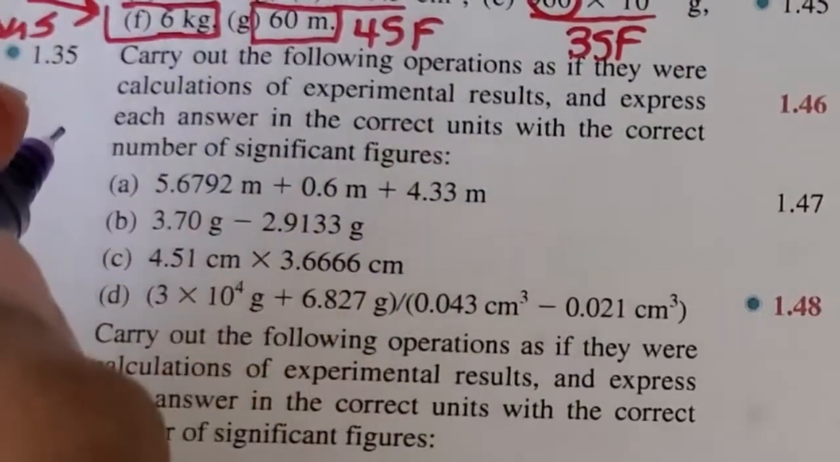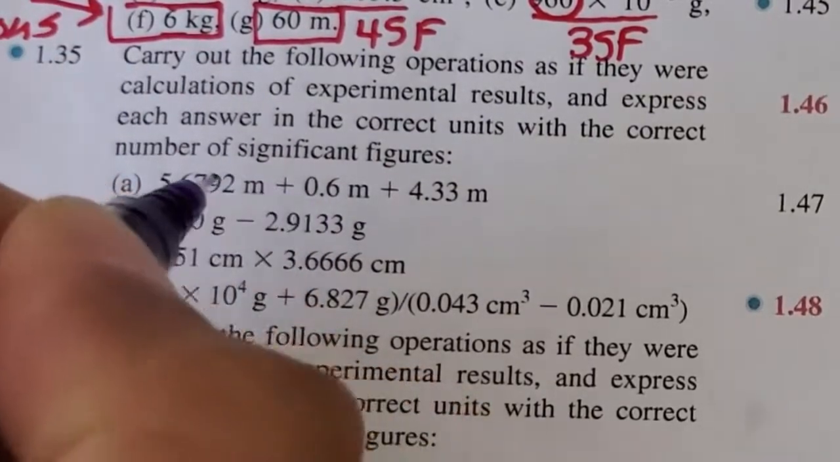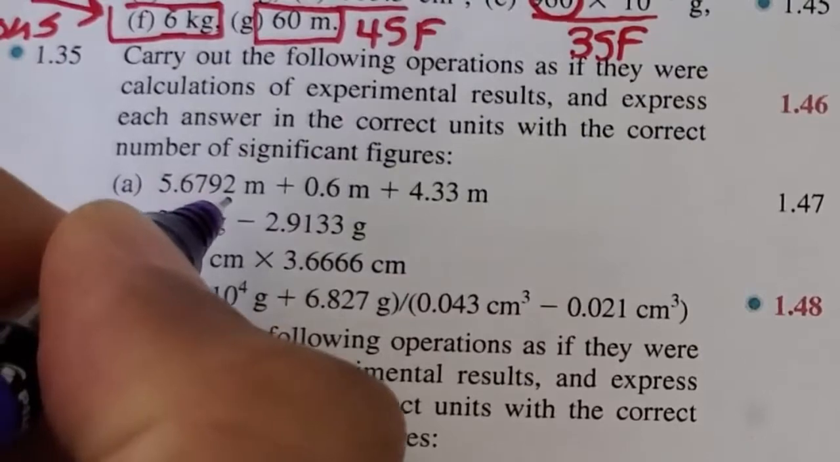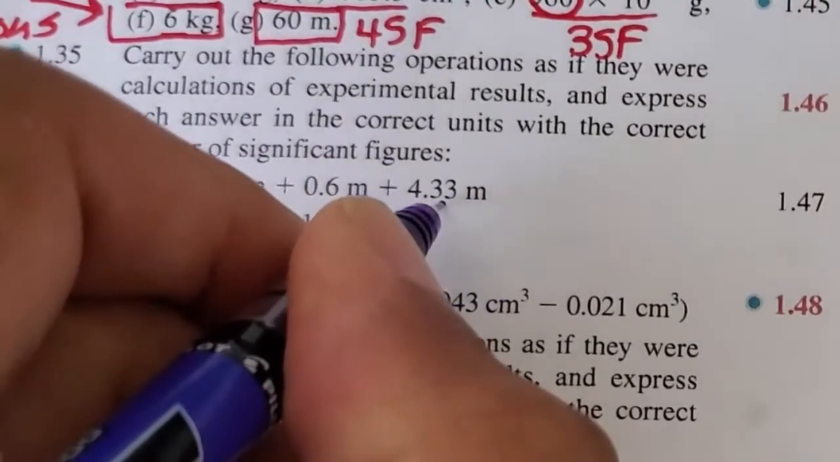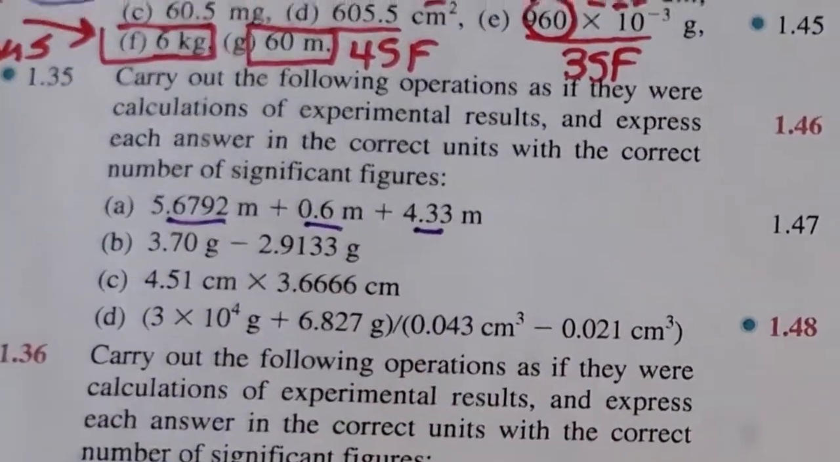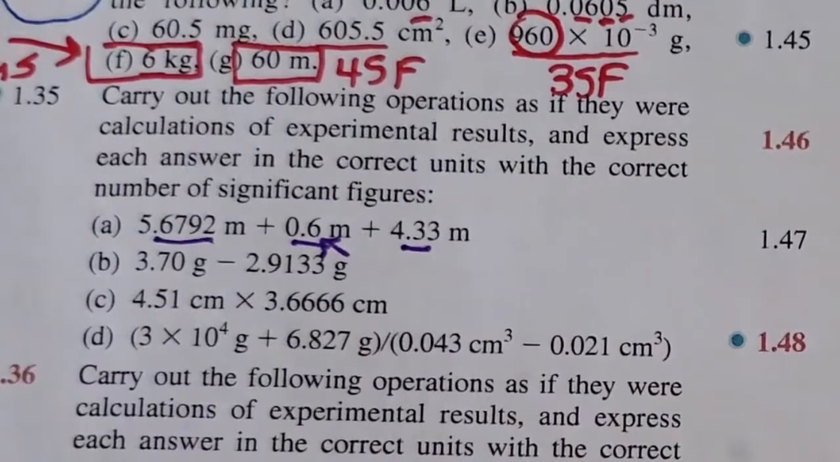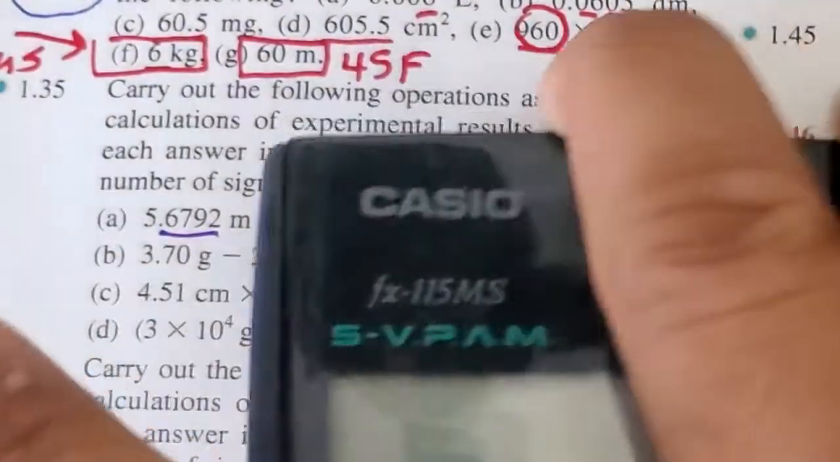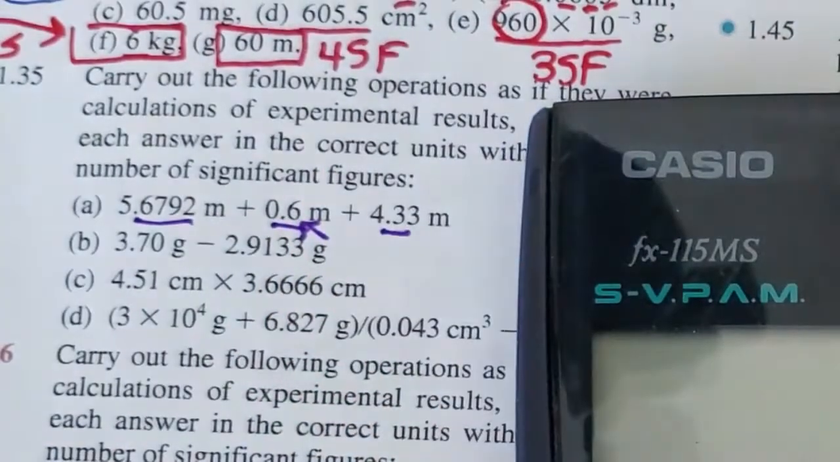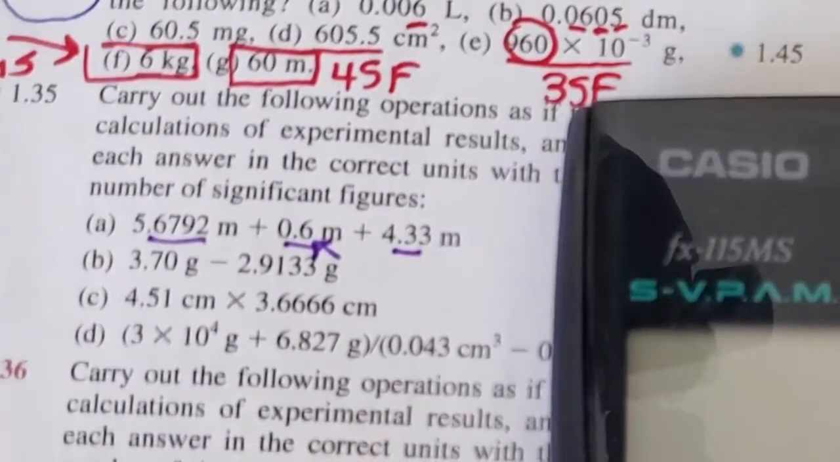Anytime you have the addition computation, you're going to go with the number of decimal places. So the number of decimal places here is 4. The number of decimal places here is 2. The number of decimal places here is 1. The weakest link is 1. You can never put more significant figures than the number of significant figures that's in your problem. So the limiting is 1 for one decimal. For addition and subtraction, you want to look for the number of decimal places.